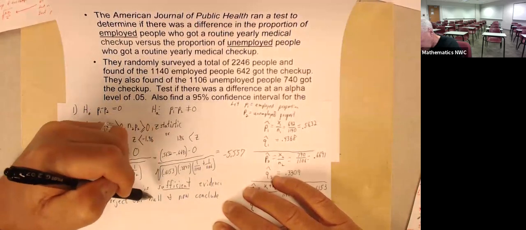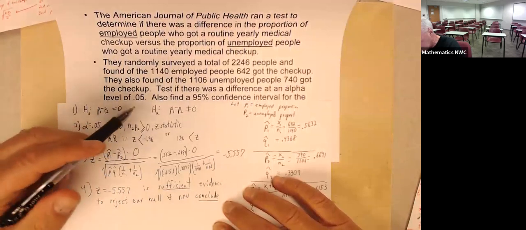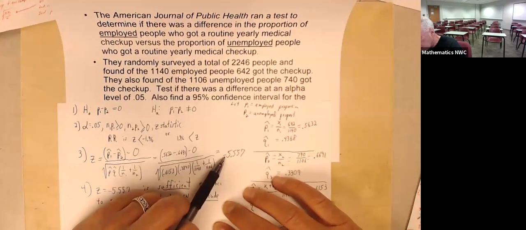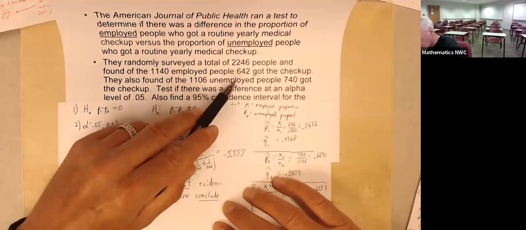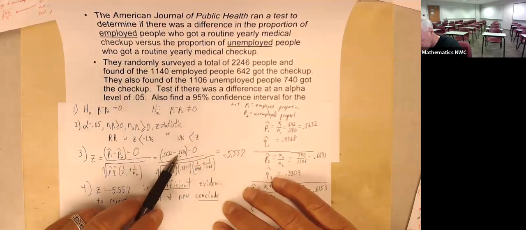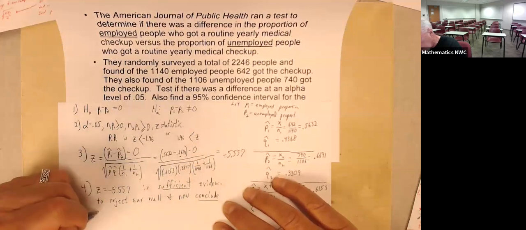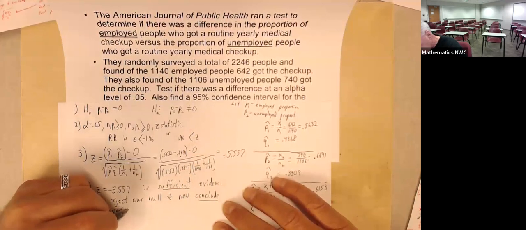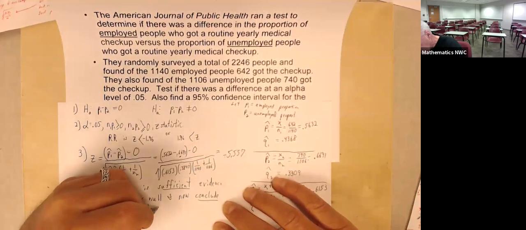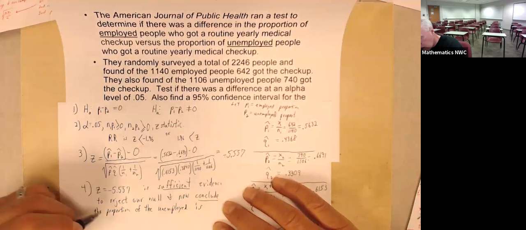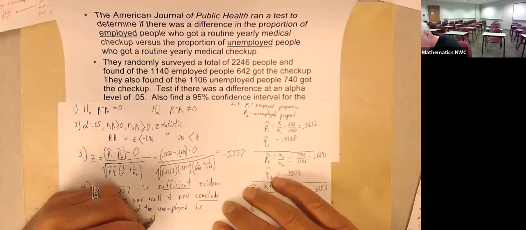Remember again, sufficient evidence goes with, now you're making a conclusion of this one, and you need to put it in context. Because the z was negative, it meant the second proportion, the unemployed one, is greater. Because when you take the difference, you had a negative up here. So I'm going to conclude the proportion of the unemployed is greater than the employed.